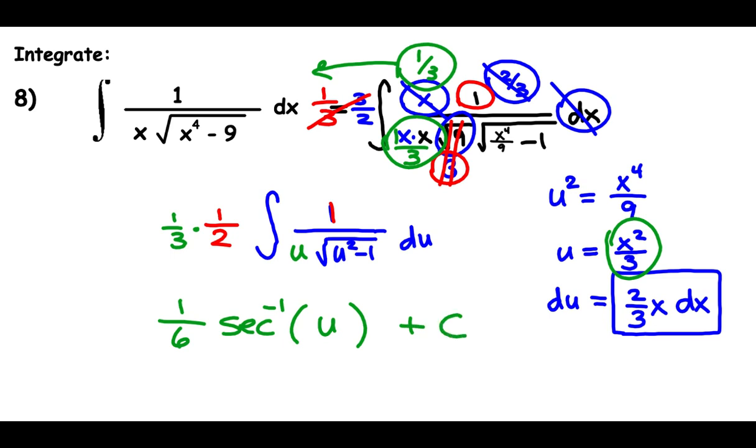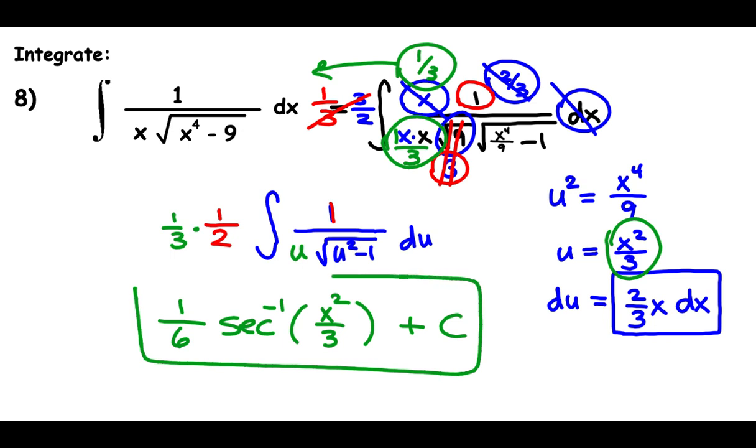Of course, we don't ever want to leave u in the answer. What is u? Oh, it's circled even. It's x squared over 3. Let me replace that. And now we've got ourselves a really nice final answer for number 8. The trick there was multiplying by that x over x. That was sneaky but effective, and it allowed us to close the gap and finish the problem. All right, 2 more to go. Number 9 is next.